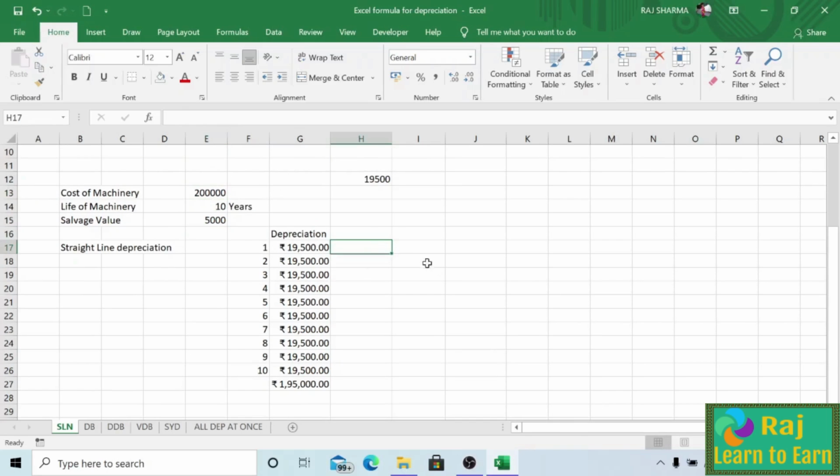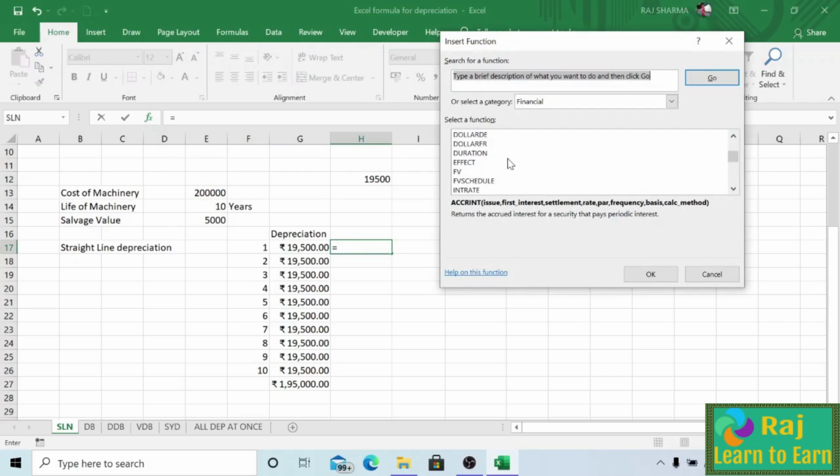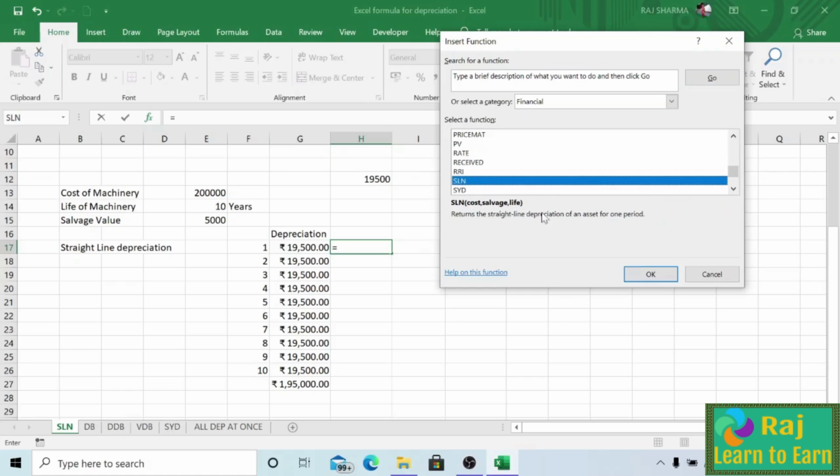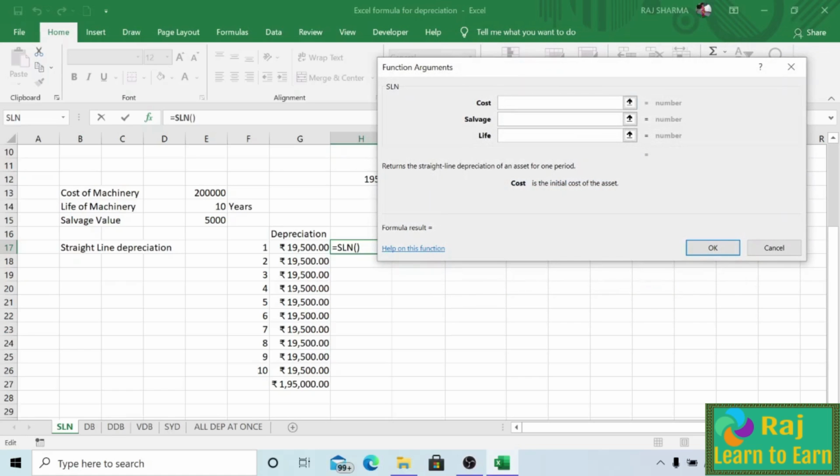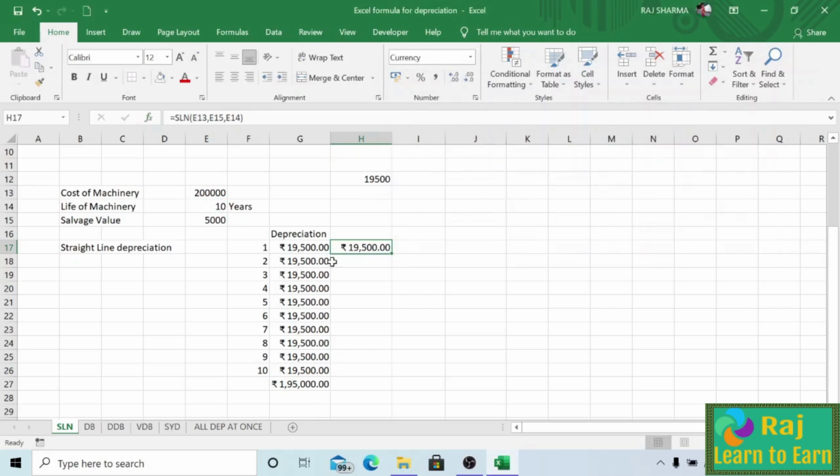So let us try to work it out using the SLN method. Go to the insert function, choose the tab SLN, put the cost, put the salvage price and put the life. You get the depreciation amount to be 19,500, and then we will drag it.